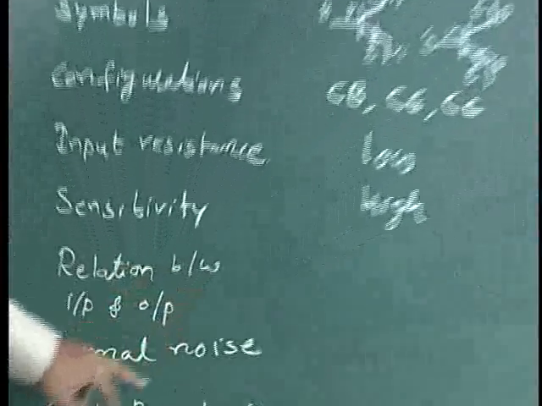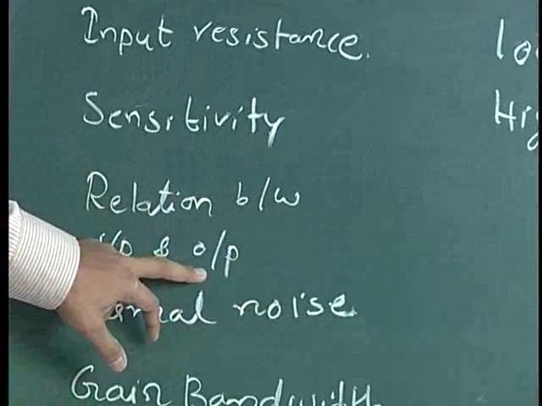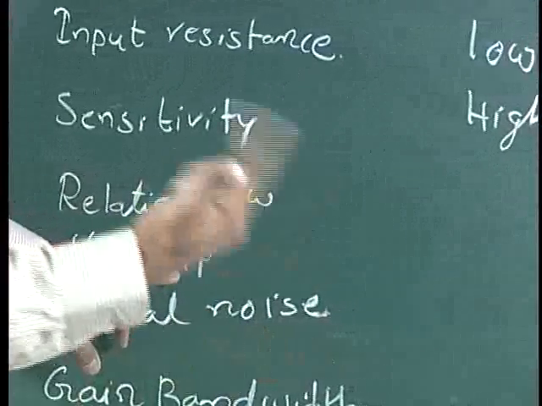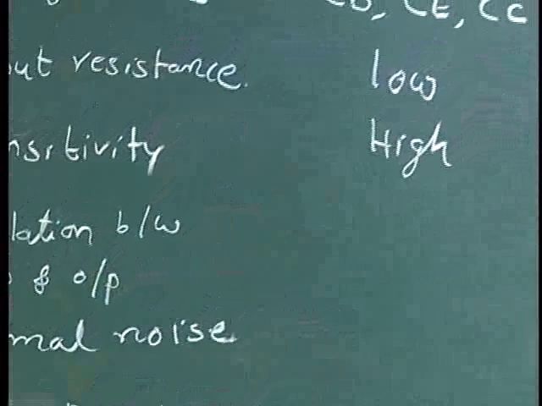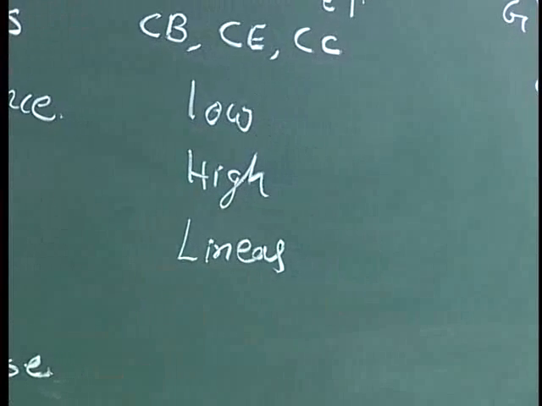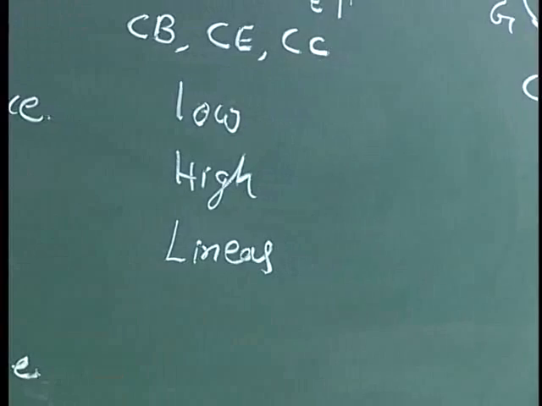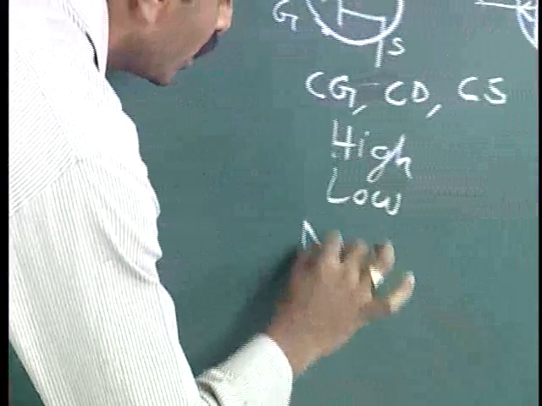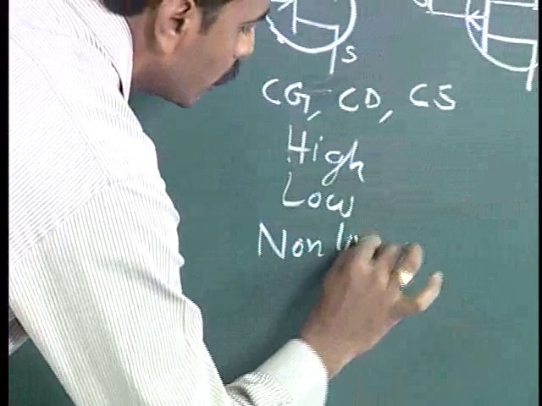Next, we have the relation between input and output characteristics. What will be the relation between input and output characteristics for BJT? As we have said, it is a linear variation. The input and output characteristics for the case of BJT will be often linear, whereas coming to the FET, it is non-linear.